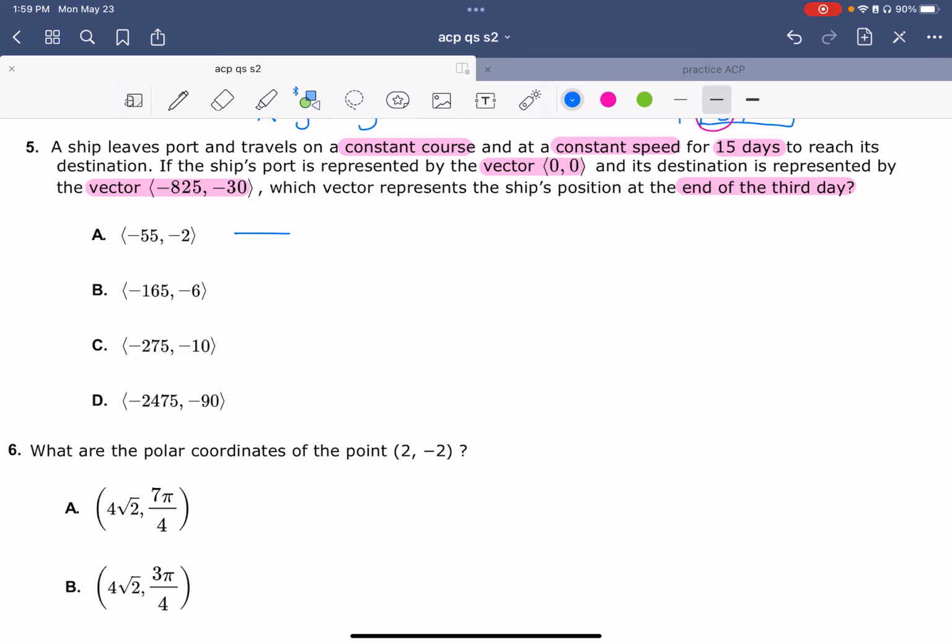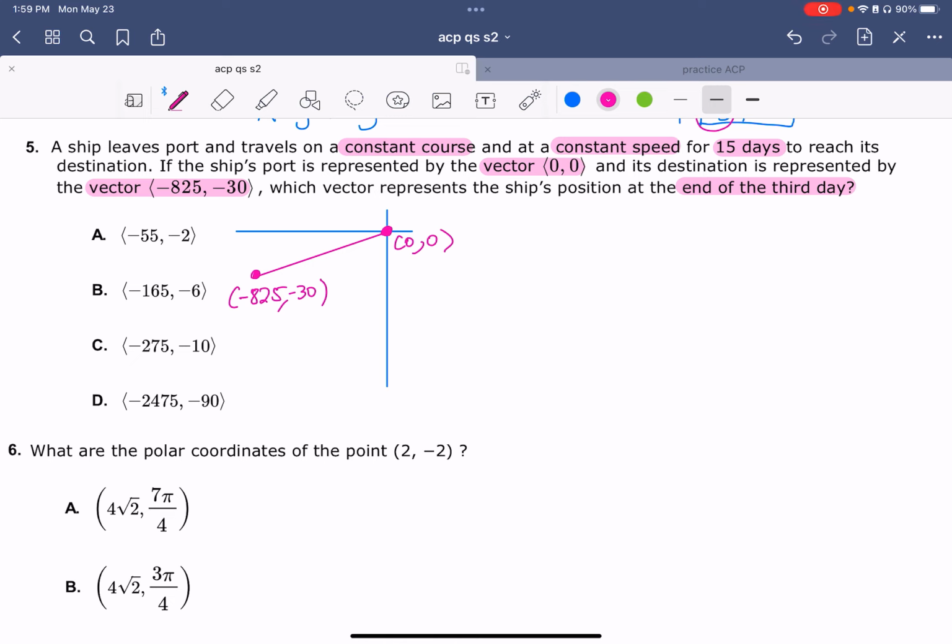So I can plot this. The port is going to be at the origin, (0, 0), and the ending location is (-825, -30). It says it's going at a constant course, meaning there's not going to be any left or right, and a constant speed. So if it's a constant speed and constant course, that just means you're going straight there. It's going to be literally a straight line, and it's going for 15 days.